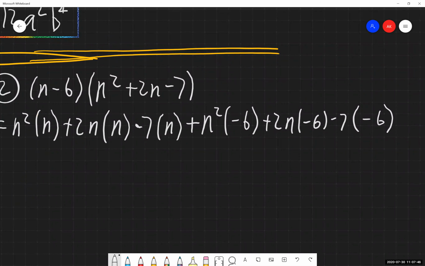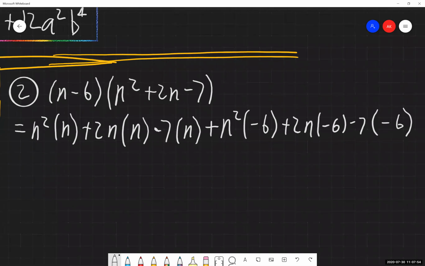We have n squared times -6, 2n times -6, minus 7 times -6. So each term from the first binomial distributes through to every term in the second polynomial. And now, again, we're just going to solve and simplify each of these things down individually.